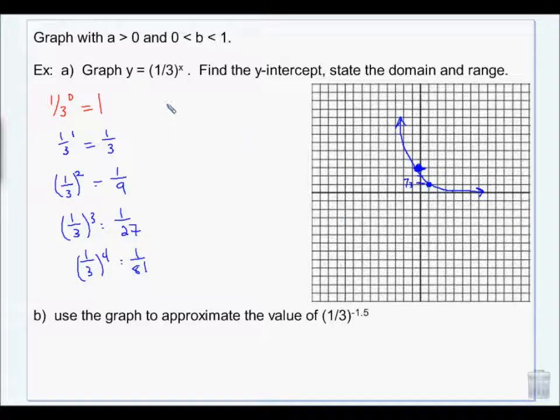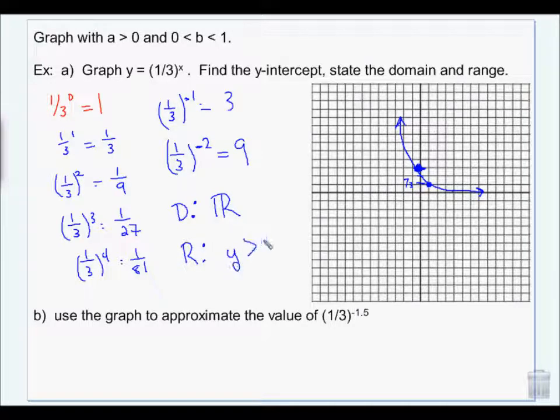Okay. When I go into my negatives, if I do 1/3 to the -1, that's 3. If I do 1/3 to the -2, that's 9. Because the negative exponents flip the fraction over. So as my x's go negative, I'm going to get really large, and as my x's are positive, I'm going to get minuscule. So this is a backwards of the last graph. My domain is still going to be all real numbers. My range is still going to be y is greater than 0. I will never hit 0, even though I will get microscopically close to 0 as my denominator continues to increase. There's no number that's actually going to give me 0.